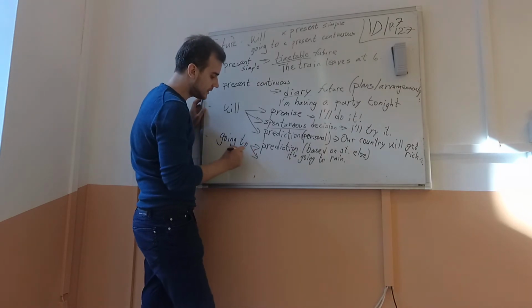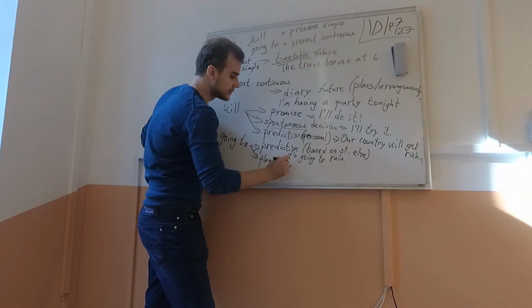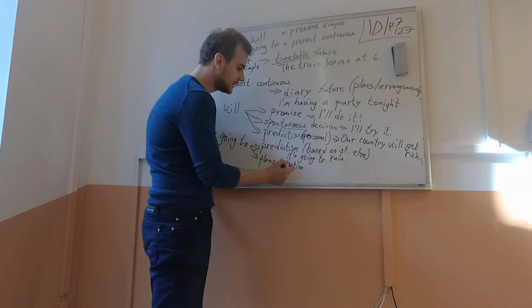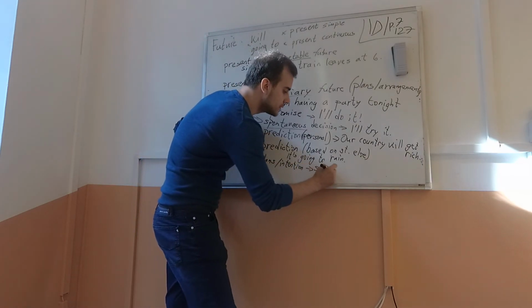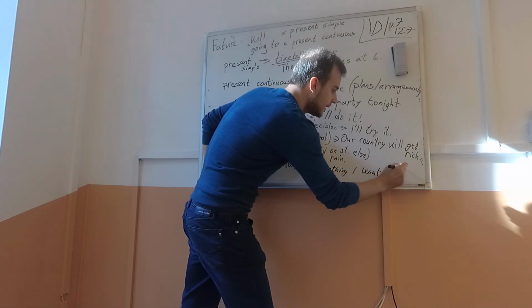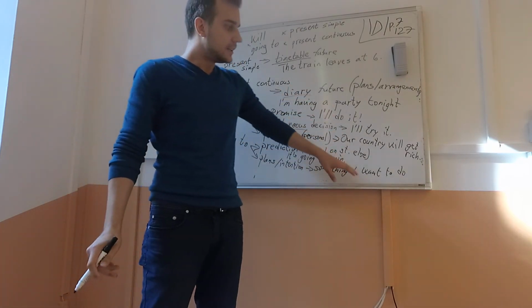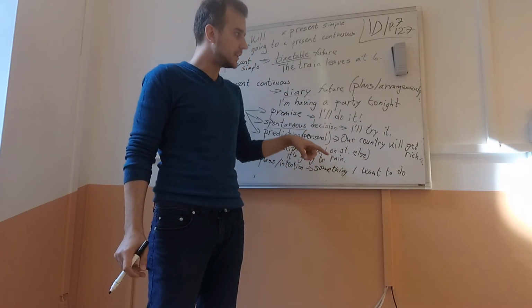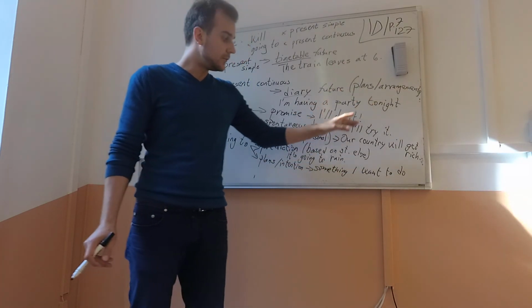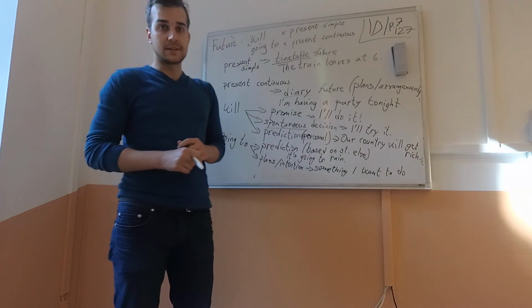And then the second idea is for plans and intentions. Plans and intentions, something I want to do. Alright? Now, unlike in the diary future, this is just what I want to do, but it is not planned yet. If it's already planned, I use this one. If it's not planned yet, I use going to. So I hope that it's much clearer now.